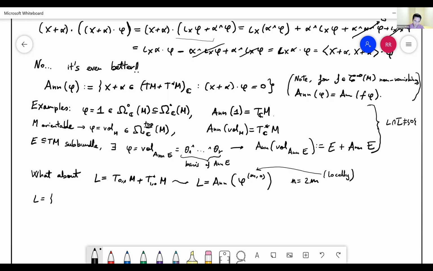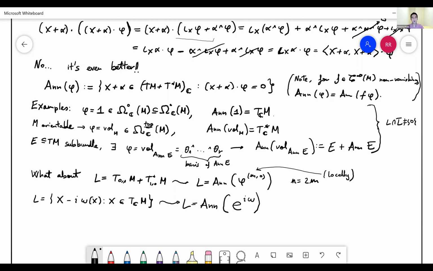So what about the other example that was even more interesting? What about Lx minus I omega x, TCM? Can I write this as an annihilator of something? And the answer is actually yes. And this one here is going to be the annihilator of this thing here, e to the I omega.